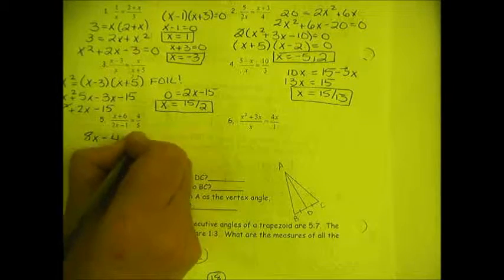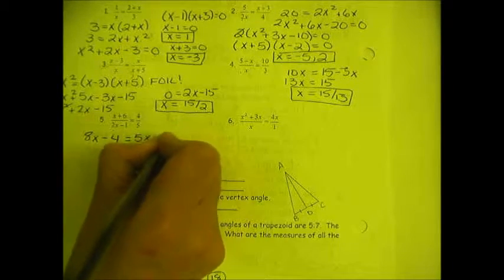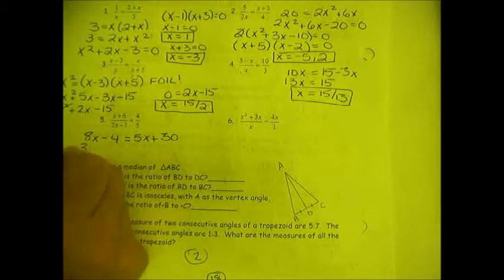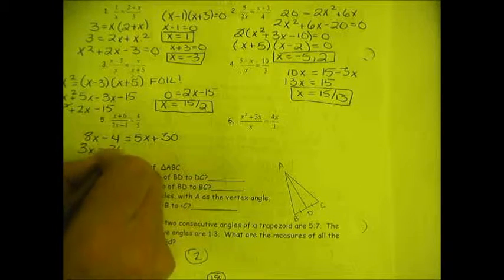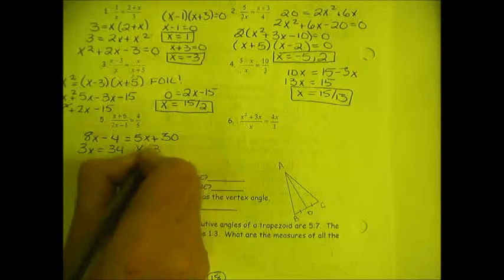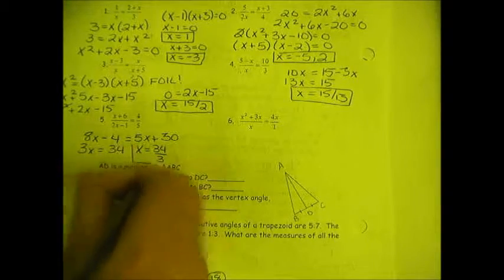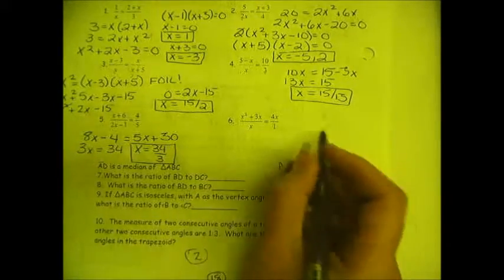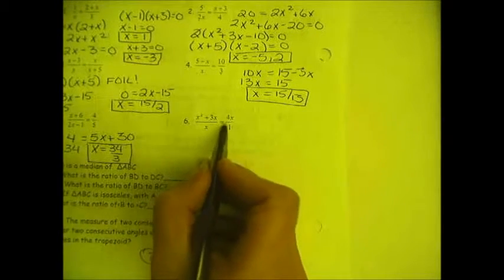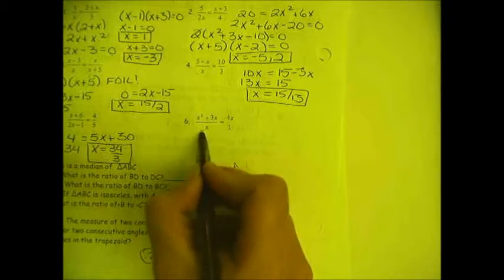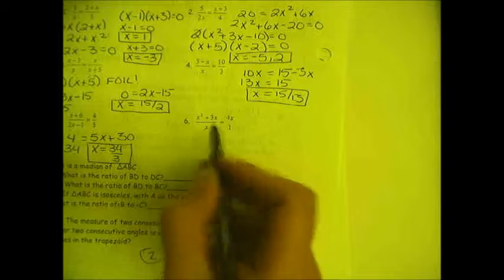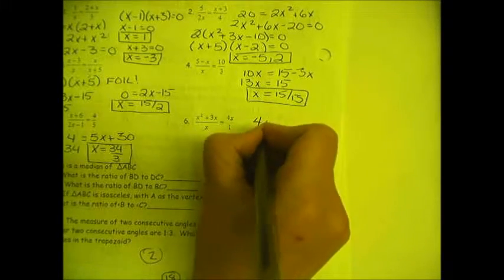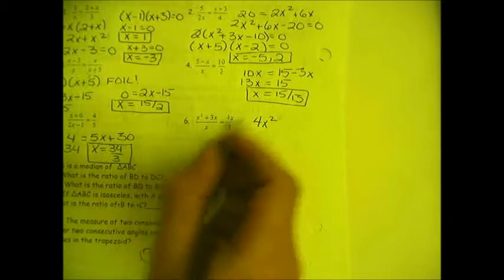This one doesn't look hard at all. 4 times 2x minus 1. Be sure you distribute: 8x minus 4 equals 5 times x plus 6, which is 5x plus 30. Get the x's on the same side. 3x equals 34. X equals 34 over 3. Oh, horrors. Look at all these fractions. I think I'm going to cry. No, I'm not. I love fractions. Let's keep going. Cross multiply.